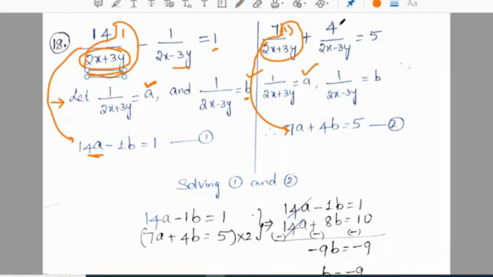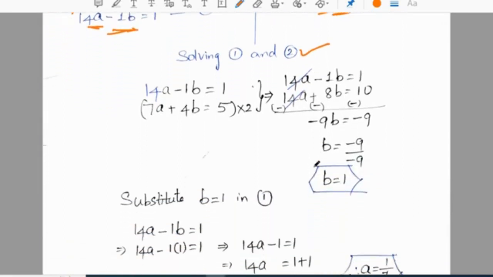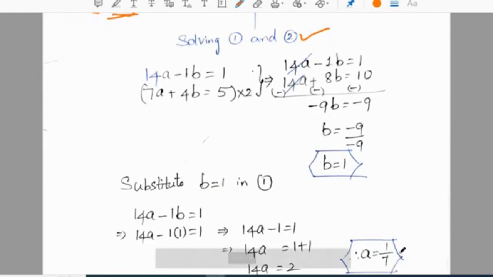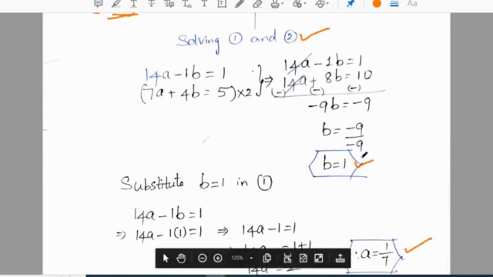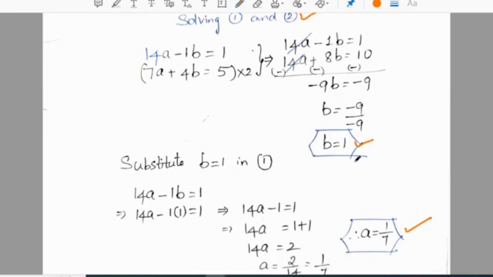So 7a, and 1 by 2x minus 3y we have considered as b. So 4b is equal to 5. Once you have converted this given pair of linear equations in terms of a and b, now we have to solve equations 1 and 2. On solving 1 and 2, we got the values of a as 1 by 7 and b as 1. So after here the problem does not end.